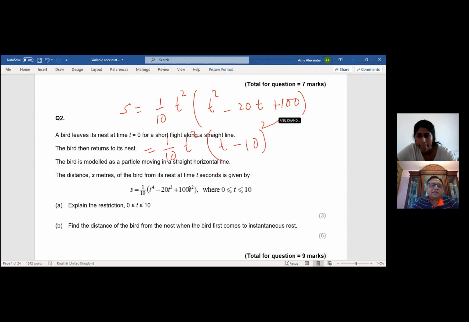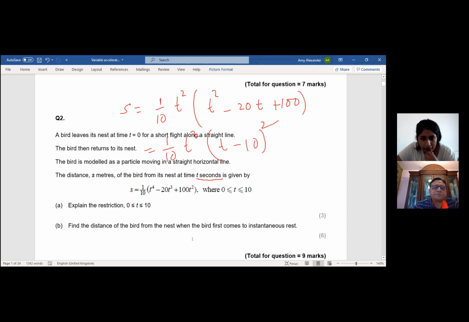Now, explain the restrictions 0 to 10. So t squared shows t could equal 0 for the equation to be true, because when time is 0, the displacement would be 0. So then it's either t is 0 or t is 10 seconds. And time is in seconds, and s is measured in meters as given here, correct? Part B.